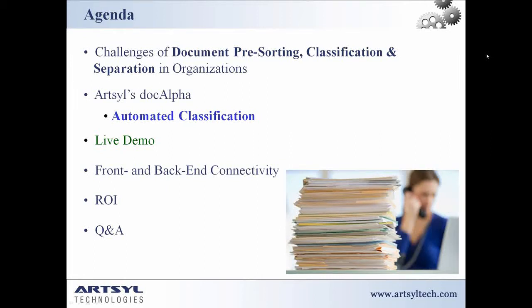through the system, letting docAlpha do the automatic classification, and then we'll review the results in that live demo to see why the system classified the document this way, and we'll see how it can help an operator understand the results of classification. Then we'll discuss a little bit the front-end and back-end connectivity of docAlpha, and address the return on investment calculation, specifically talking about classification job calculation of return on investment. Finally, we'll do a quick question and answer section to answer any questions that you might have.